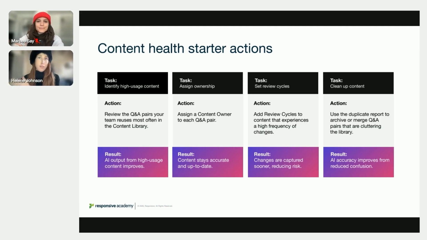So, for example, if your reviews are overdue, that means you want to set review cycles. This is just supposed to give you a visual example of the issue, the action, and what the result from the AI will be.